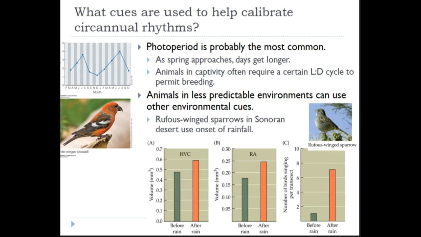This bird, this is a rufous-winged sparrow. They live in the Sonoran Desert, which is the desert in the American Southwest. And so in that desert, there is a fairly predictable monthly cycle, but the key thing that they need is that they're looking for the monsoon season, they call it, which is basically the rainy season to start. And that can start anywhere from like mid-July to mid-August.